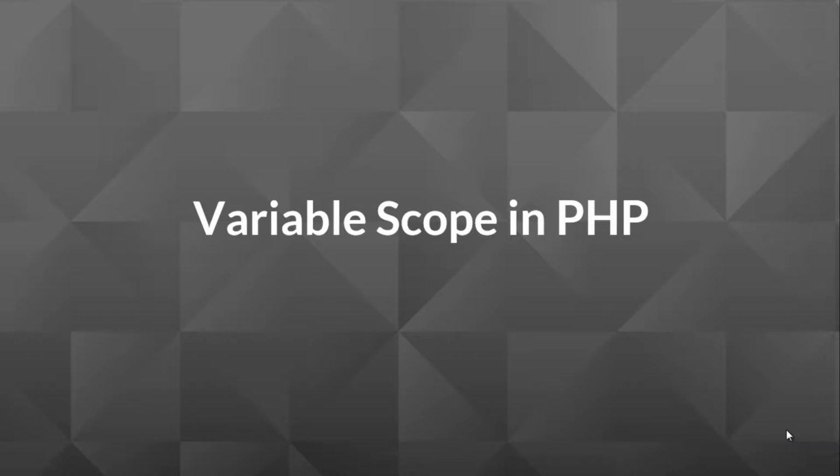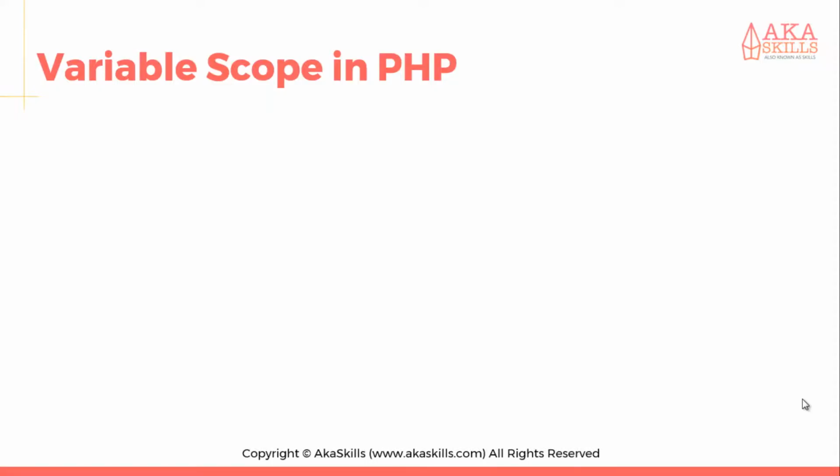And in this video tutorial, we'll be talking about variable scope in PHP. In PHP, we have 4 variable scopes, and it is very important that we understand how each of these variable scope is. We'll begin with the very first variable scope, which is the local variable. What is the local variable? The local variables are simply variables that can only be accessed within a function.